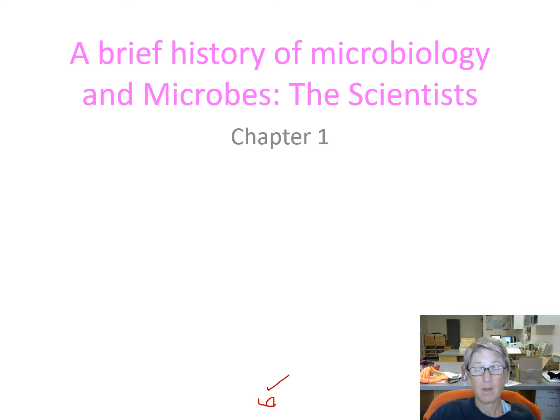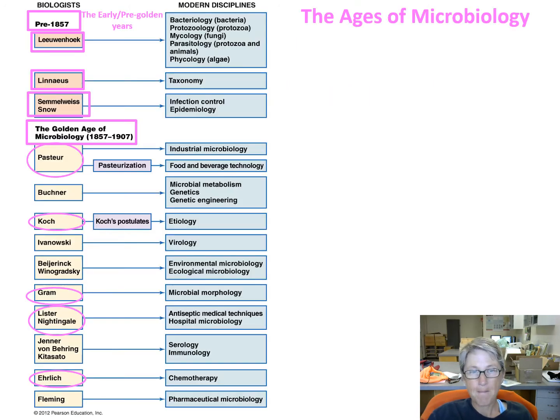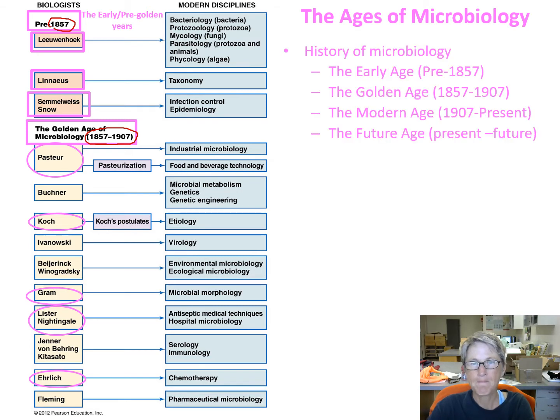So this is the second video in a brief history of microbiology. It's chapter 1 from Bauman. In the overview, we looked at this flow chart of the biologists and the modern disciplines. We have the early years, pre-1857, and then the golden age of microbiology, 1857 to 1907. And then all these scientists that worked within the golden age.